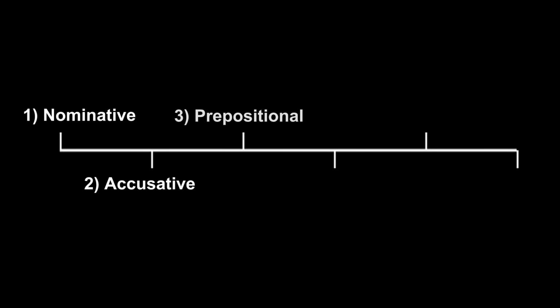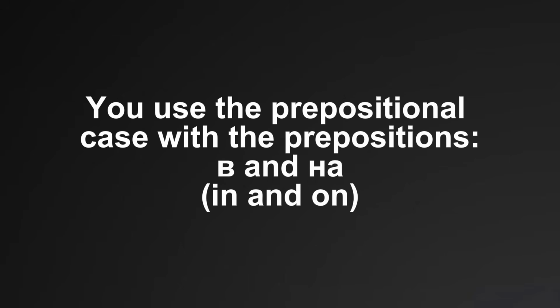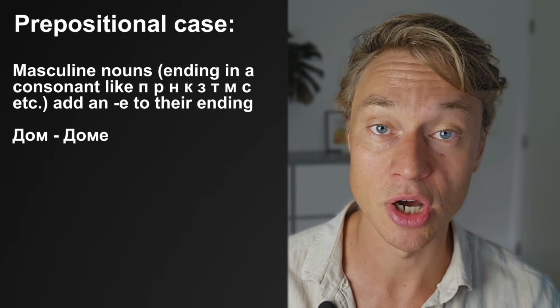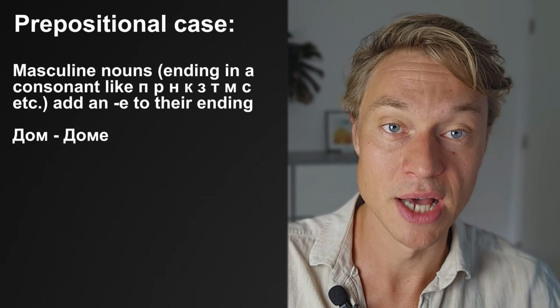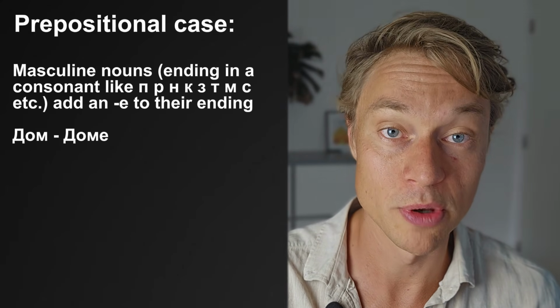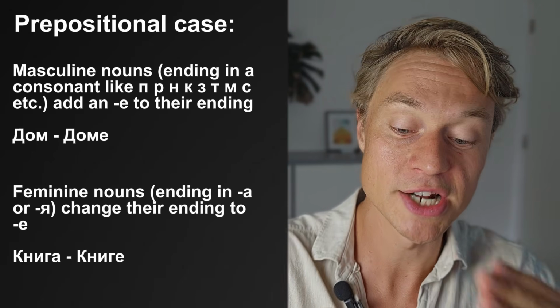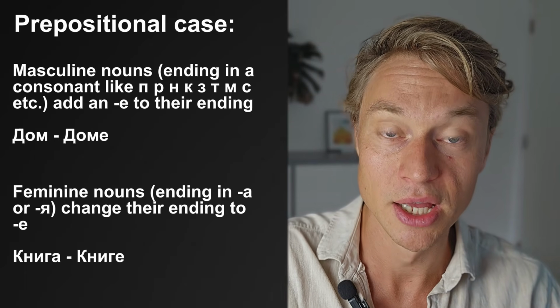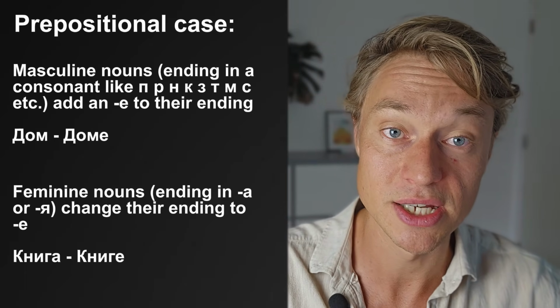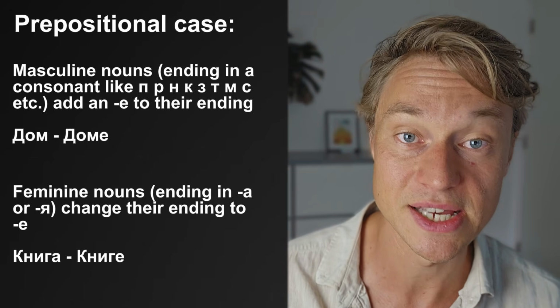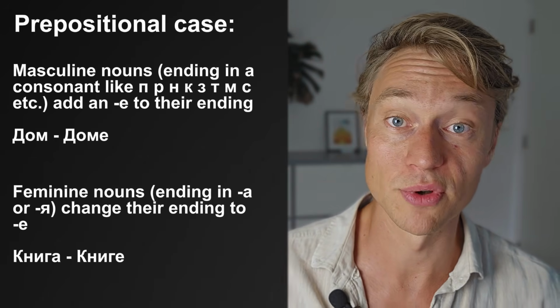Knigu. Then the third case, the prepositional case, is whenever you use the prepositions v or na, in or on. There's a couple more, but these are the 2 main ones that you use like 98% of the time. So whenever you have v or na, for example, for masculine nouns, the ones ending in a consonant, if you say, I'm in the house, you say, я в доме. You just add ye to the end of the word. And for feminine nouns, it's the same thing, but you change the a or ya ending for ye. Я читаю в книге. Kniga turns into knigie. And you use this one whenever you have v or na.